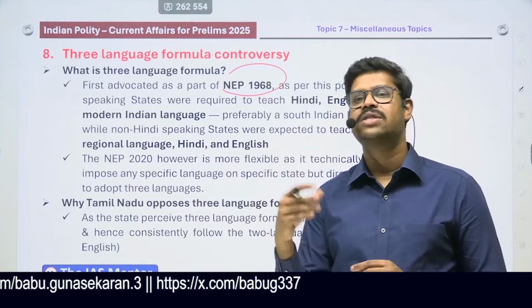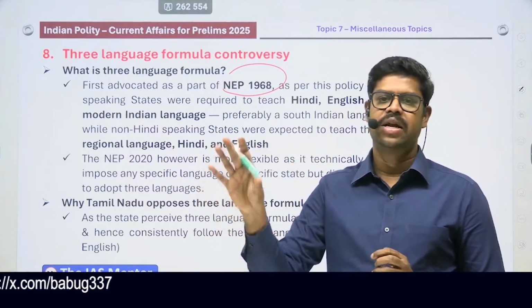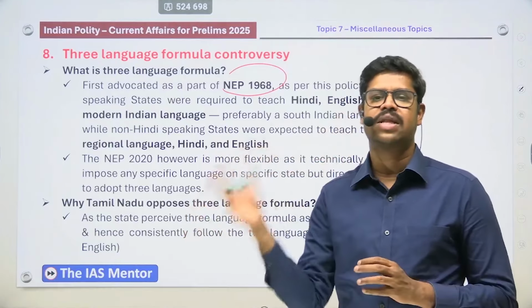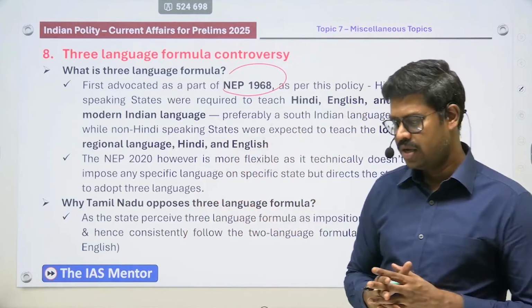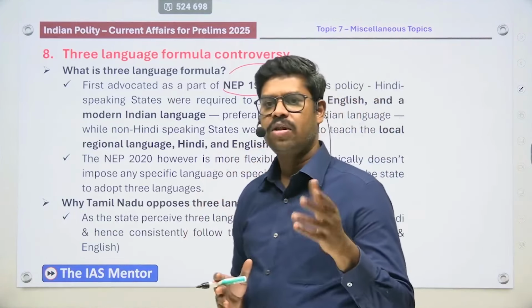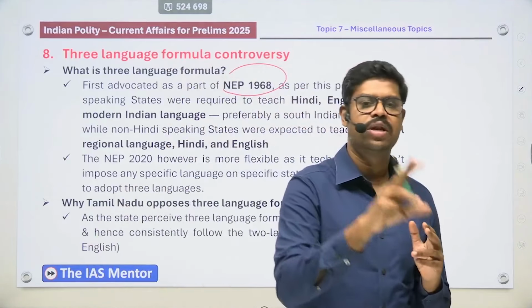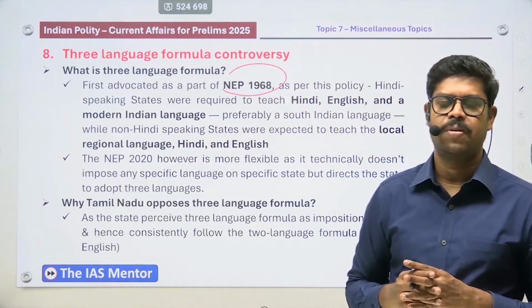However, if it is a Hindi speaking state, it would be their regional language, in addition to that English, and preferably any one of the southern Indian languages. So these would be the 3 languages that will be read. Probably in North India it would be a southern language, and in South India it would be Hindi in addition to the regional language and English. This is what is called the 3-language formula.